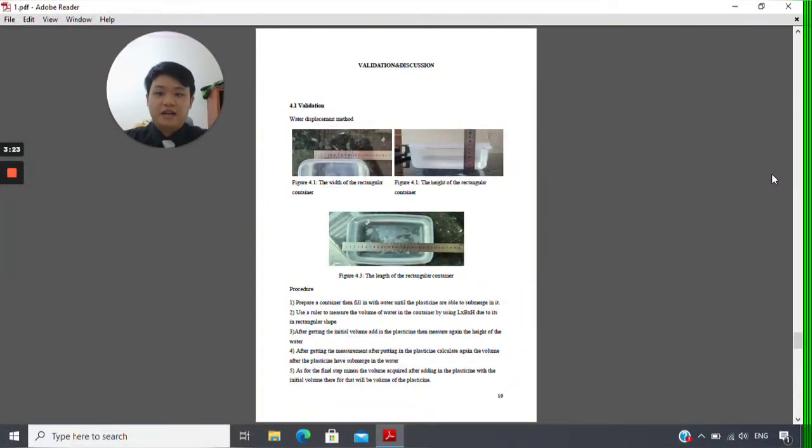For validation, I decided to use the water displacement method, which is to find the total volume of this plasticine compared to my calculation. First, I will measure the width, height, and length of a container which contains water. Then, I will put the plasticine into the container to find the volume of the plasticine and compare it with my calculation to see whether my calculation is correct or not.